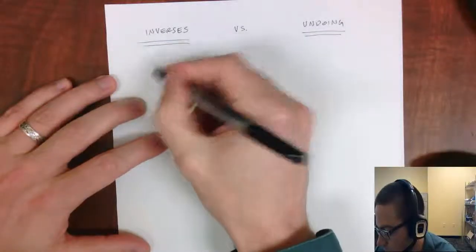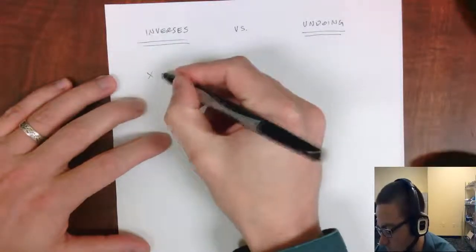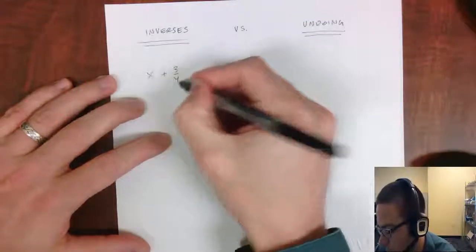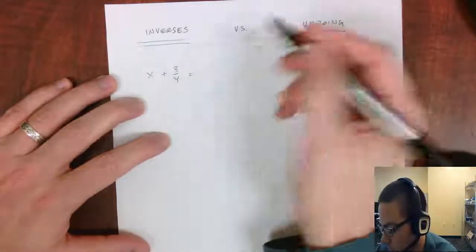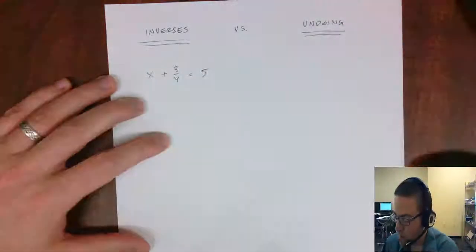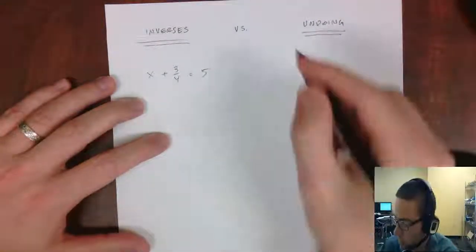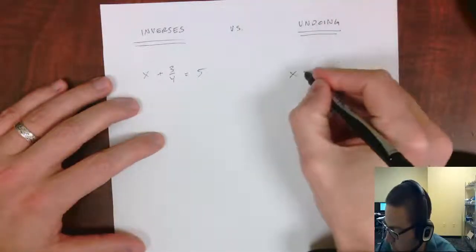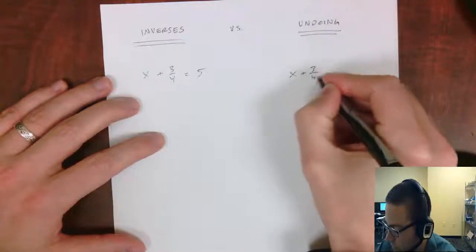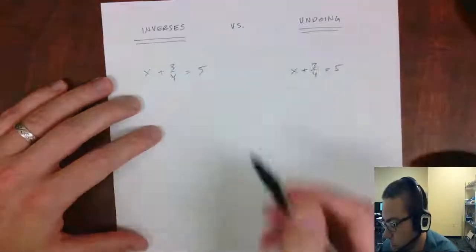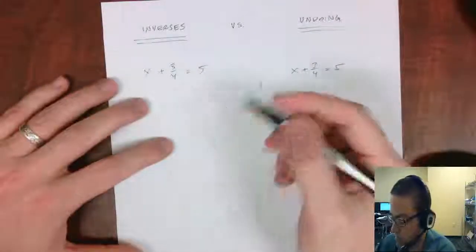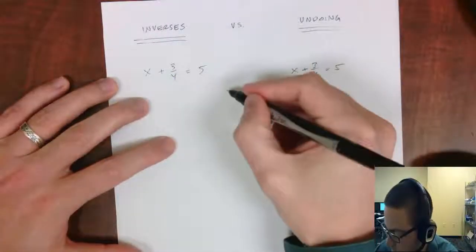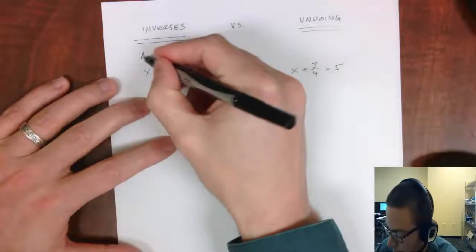So let's say I had a number and I added 3/4 and it equals, I don't know, 5. Okay, so what is that number? And we'll do it both ways. We'll do it the undoing way and the inverse way, and you'll see that they're very similar. Okay, so inverses, first we're going to do added, this is additive. So this is an additive inverse.